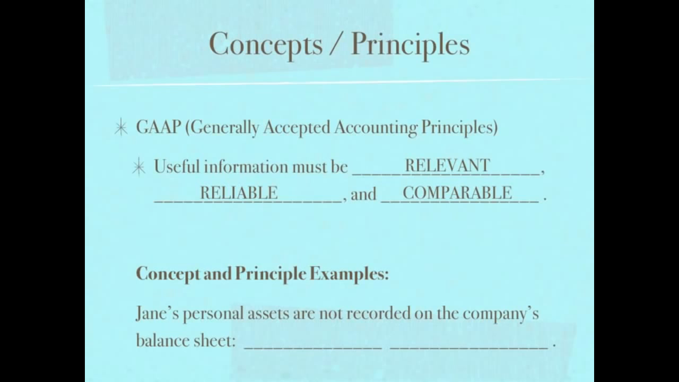So let's look at some examples of these concepts and principles. So Jane's personal assets are not recorded on the company's balance sheet. This is an example of the entity concept. This means that a company is separate from its owner. So Jane is the owner of this company, and her personal assets are not recorded on the books of the company because they are separate entities.